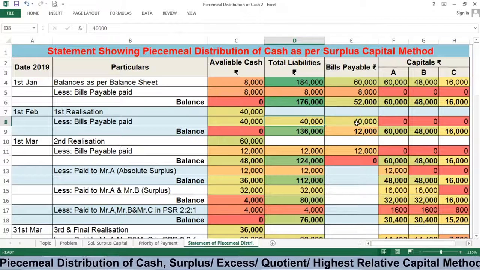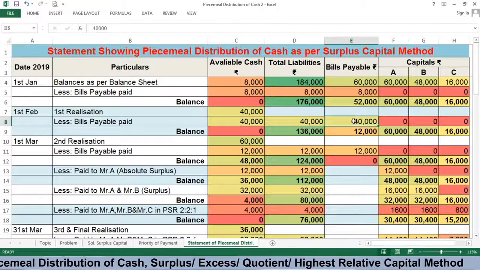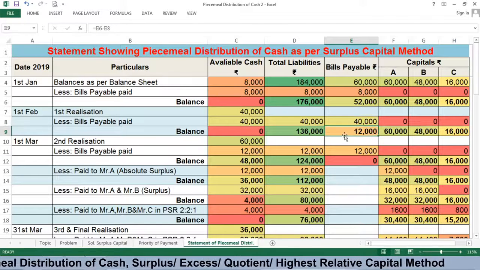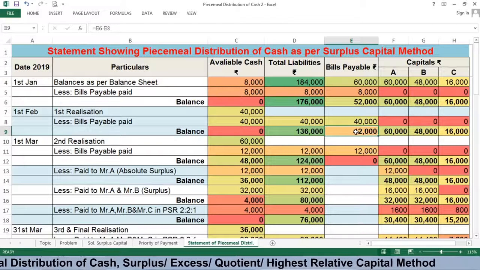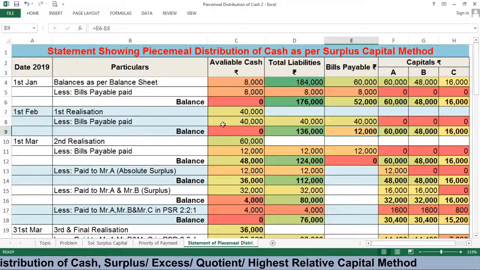And then the bills payable amount will be reduced by 40,000. It was 52,000. After payment of 40,000, it comes to 12,000. That means still we have bills payable of rupees 12,000. It has to be paid in the next realization. So our first realization cash is finished.